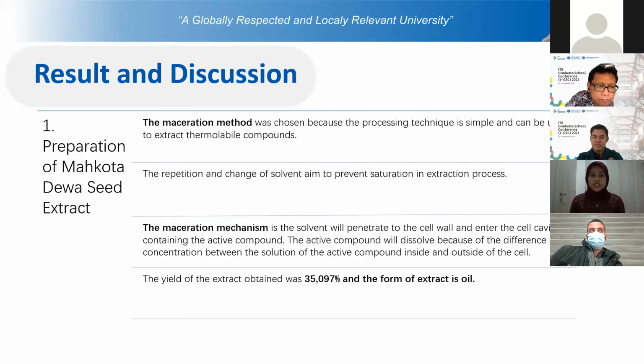The result and discussion. First, preparation of Mahkota Dewa seed extract. The maceration method was chosen because the processing technique is simple and can be used to extract thermolabile compounds, and with the repetition of change of solvent, to prevent saturation in extract processing. The yield of the extract obtained was 35.097%, and the form of the extract is oil. That's why I use a new drug system, which is nano-emulsion.